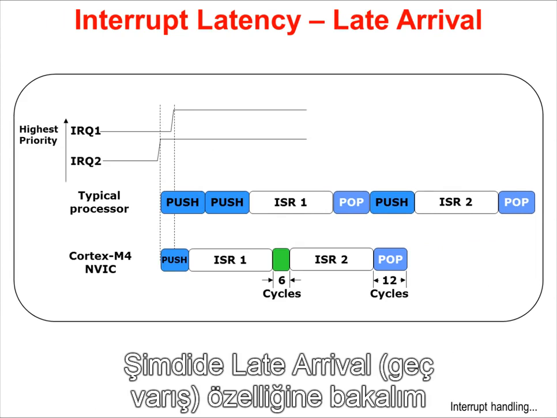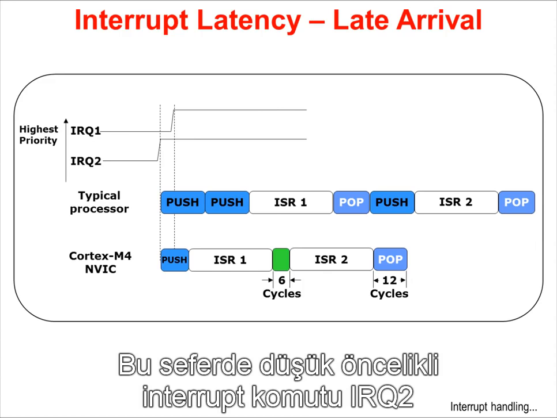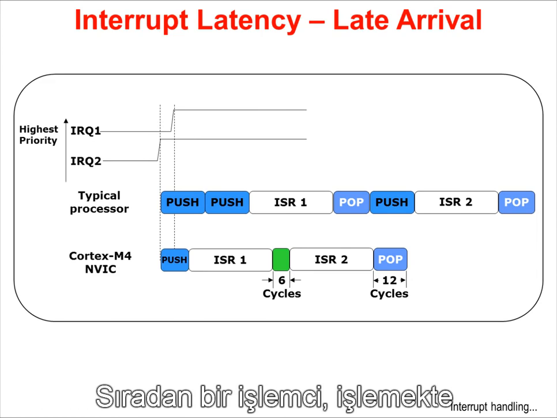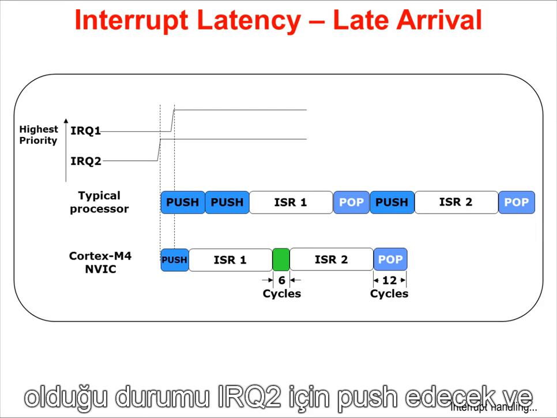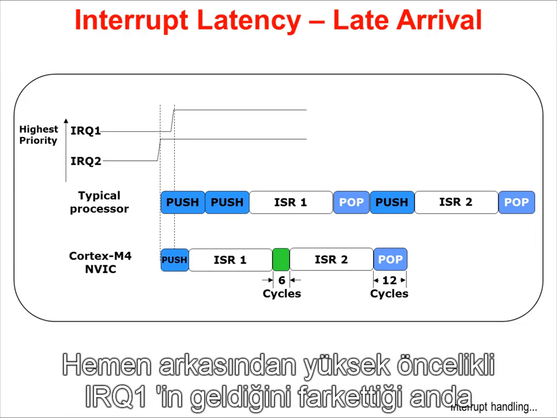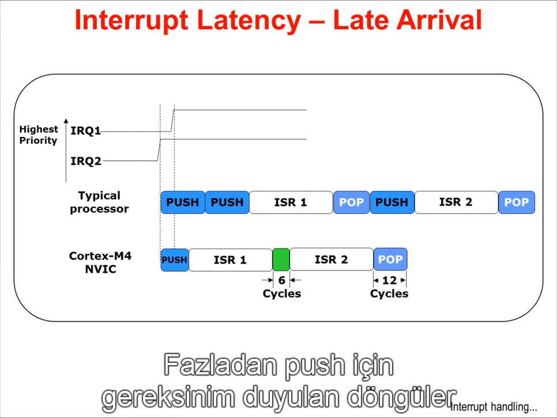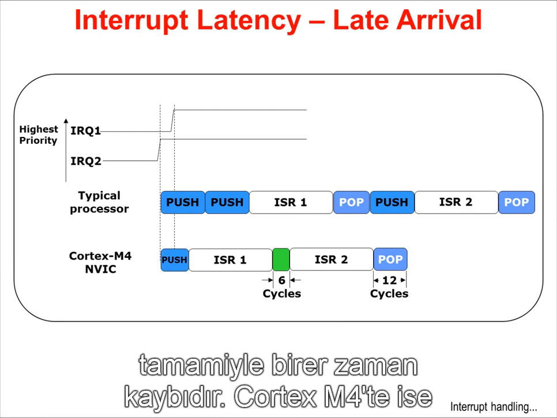The next NVIC feature to look at is late arrival. In this case, the lower priority interrupt, IRQ2, goes off just before the higher priority interrupt. In a typical processor, it would be pushing the status of the processor for IRQ2. As soon as it detected that there was a higher priority interrupt, it would finish the push, start a second push, and then go through the entire normal sequence. The cycles required to perform the extra push operation are completely wasted.